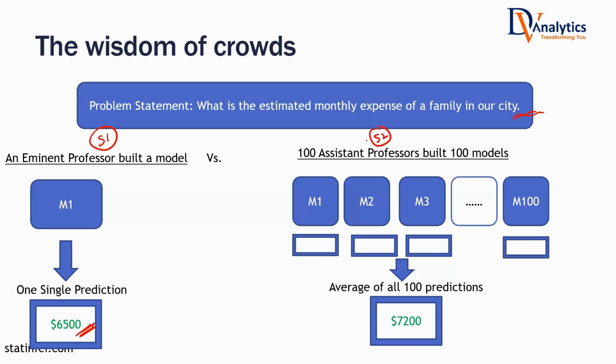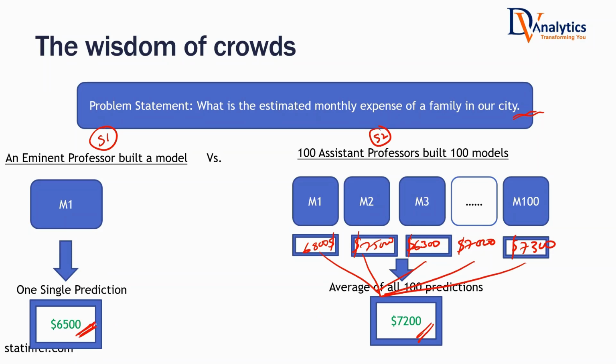In scenario 2, you take the same problem statement and go to 100 assistant professors. All of them are good data scientists, but individually they may not be as good as the eminent professor. Each one built their own model and gave their own prediction. Somebody said $6,800, somebody $7,500, somebody $6,300, others $7,000, $7,300, like that. These 100 assistant professors built 100 models and came up with 100 predictions, and you take the average of all these 100 model predictions. The average comes to $7,200.